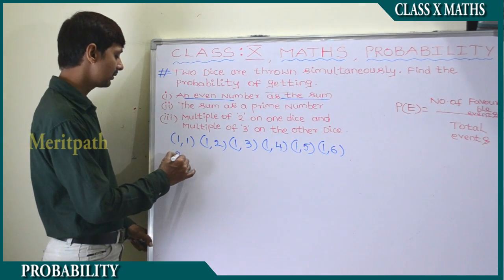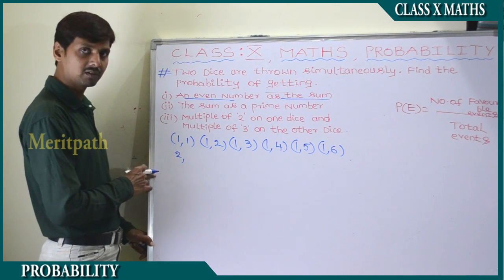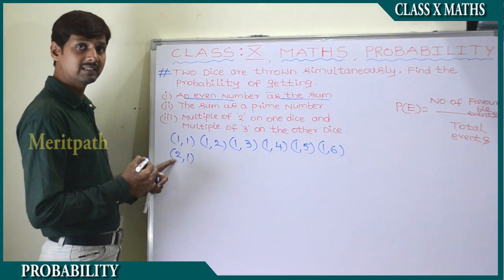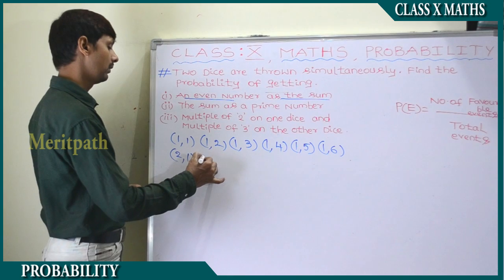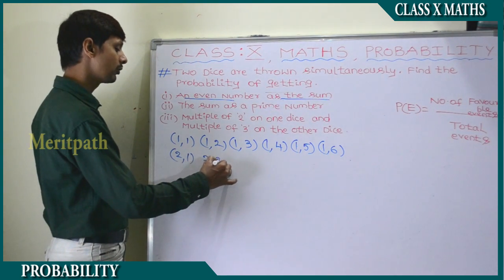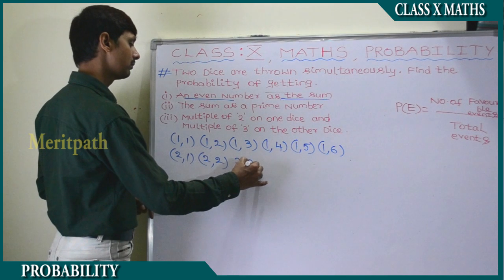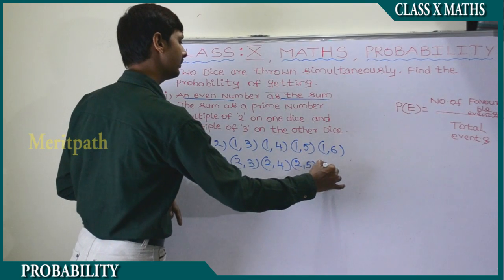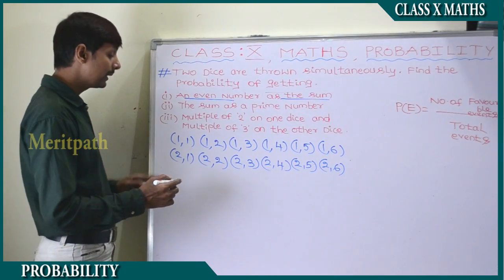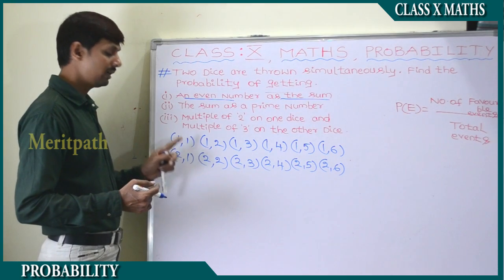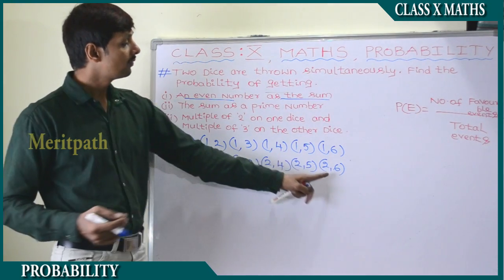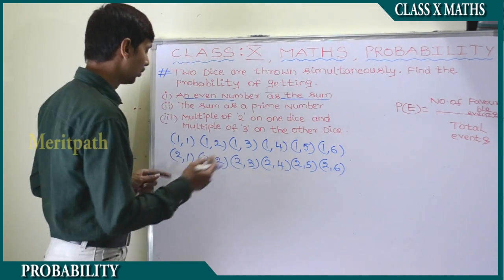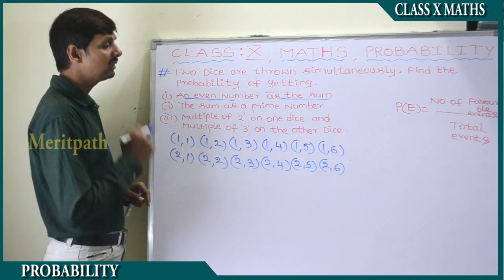Let's take 2 on the first dice. We have taken 2 on the first dice, and 1, 2, 1. Then first dice 2, and the second dice 1; first dice 2, the second dice also 2, and 2, 3, 2, 4, 2, 5, 2, 6. These are the events that can happen on first dice 2 and second dice 1, and so on. First dice 2 and second dice 6. There is no possibility to get 7. So starting with 2 on the first dice, it's completed, all the events.